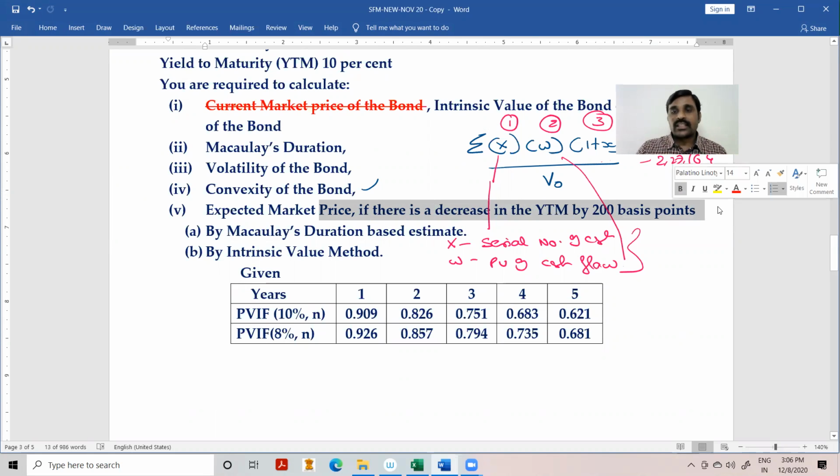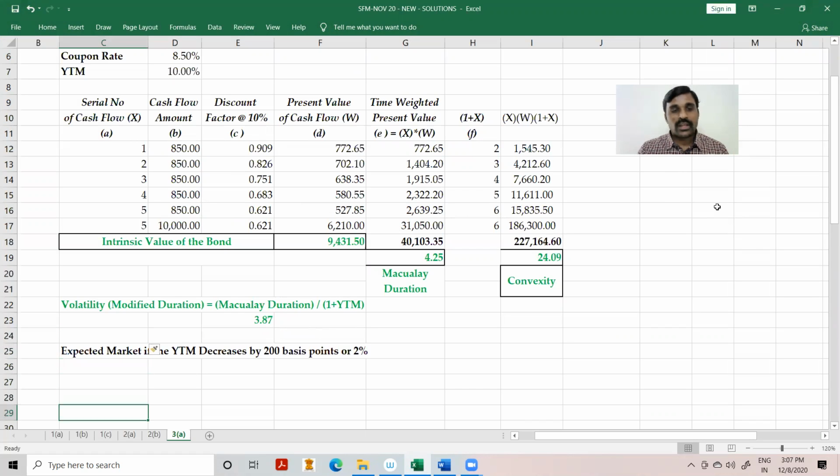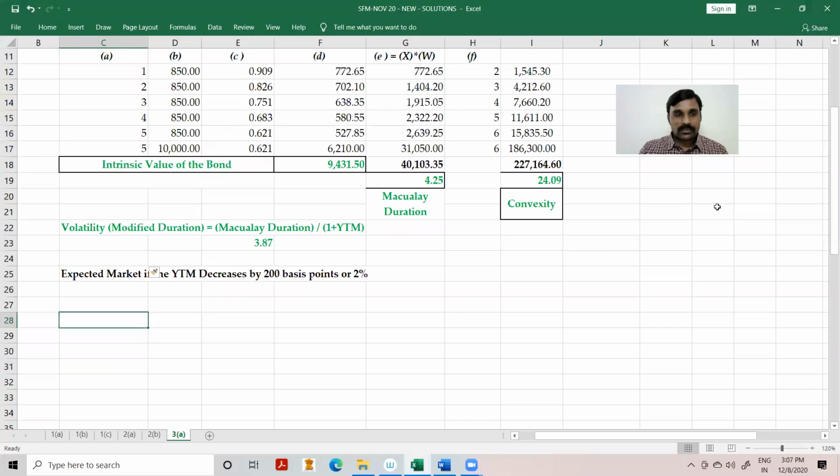If there is a decrease in the yield to maturity, the market price will increase. So, the expected market price if the yield to maturity decreases by 200 basis points. 200 basis points are also known as 2%.